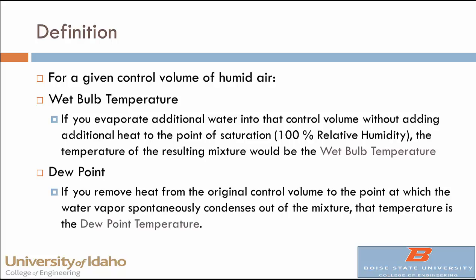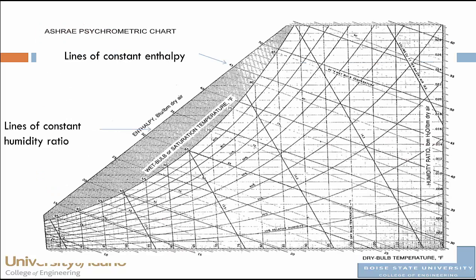The dew point looks at it from a control volume that's not adiabatic. In other words, it's a control volume where we don't add or remove any water, but we do remove heat. So we're lowering the temperature by removing heat from that mixture. And then you get to a point where water starts to condense, where you hit 100% relative humidity from that direction, and beyond that the water condenses. That's called the dew point temperature. Okay, so it's worth spending a little time thinking about that.